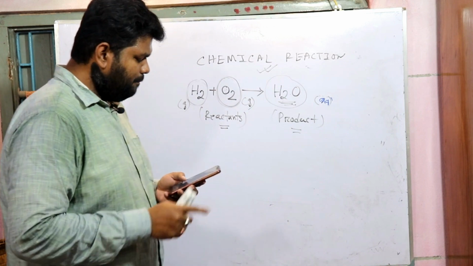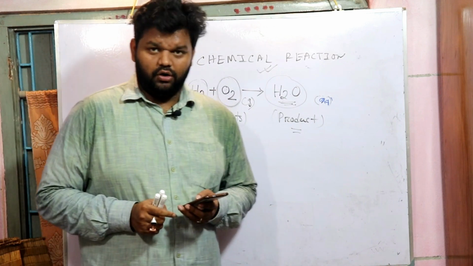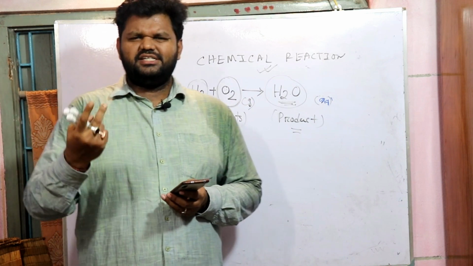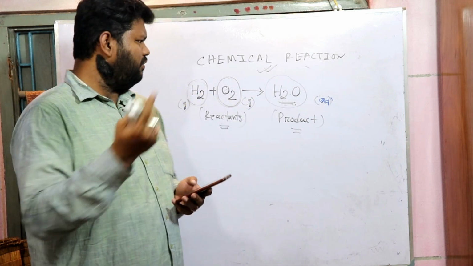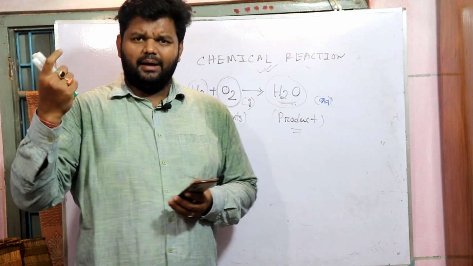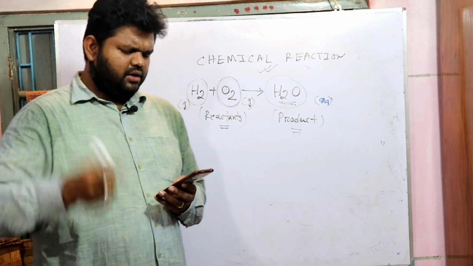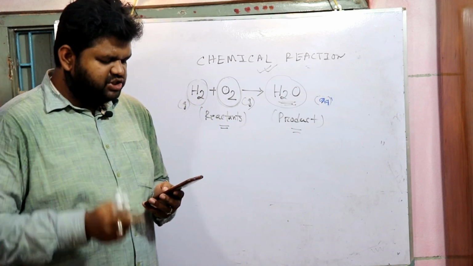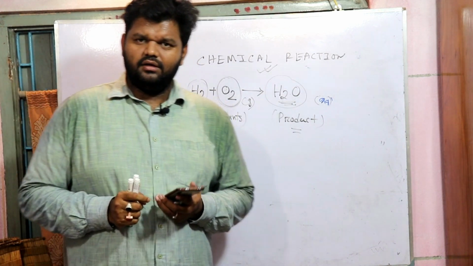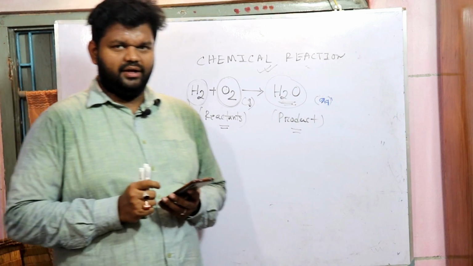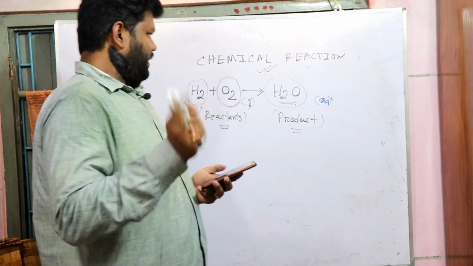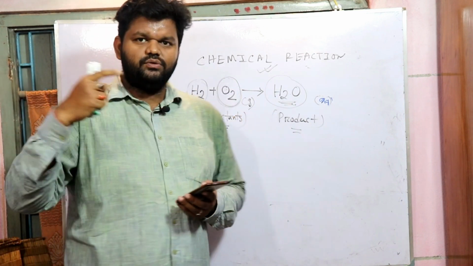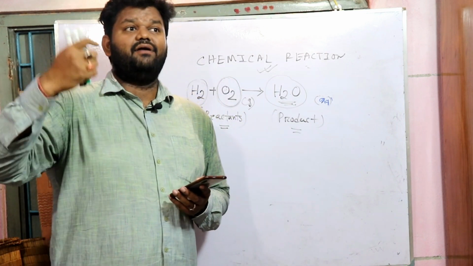Number 4, burning of magnesium ribbon. Burning and oxidation are both cases where oxygen is the master element. And number 5, formation of curd. So these are the examples of chemical reactions which we see in our daily life.